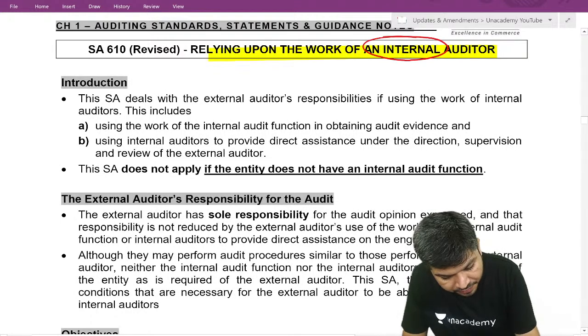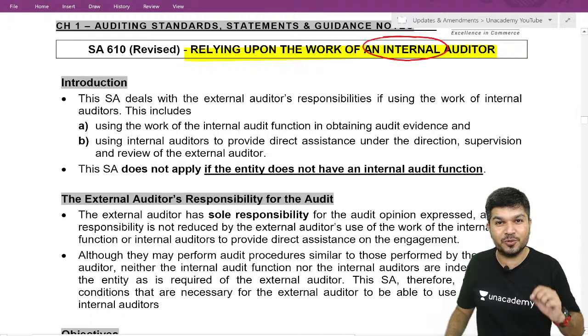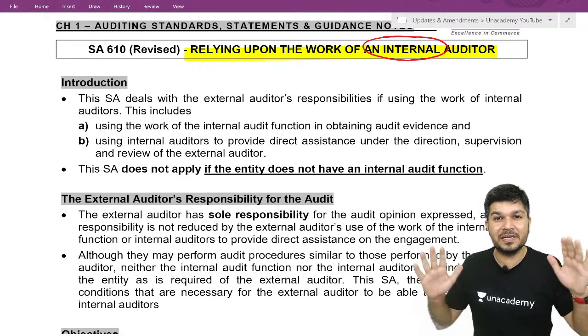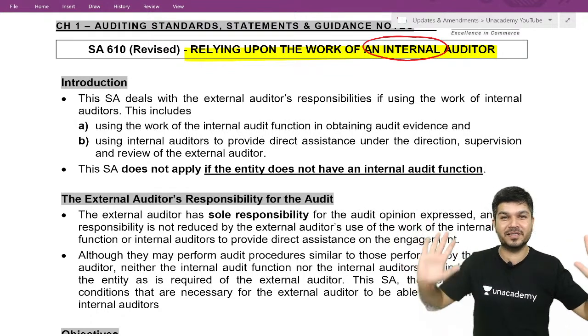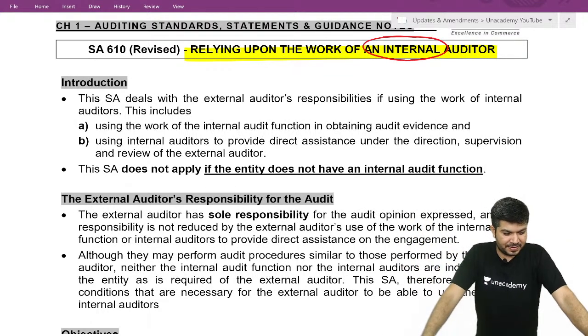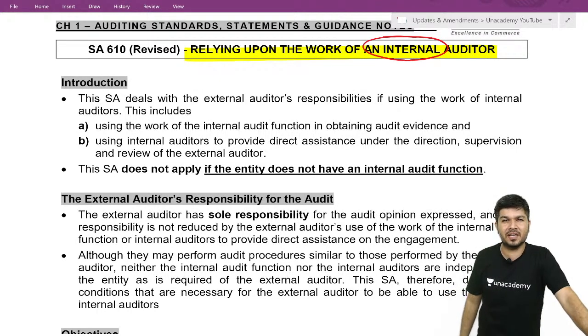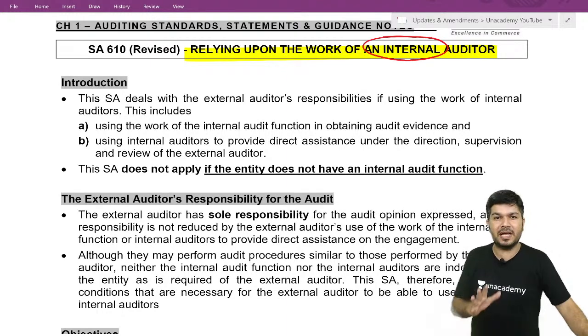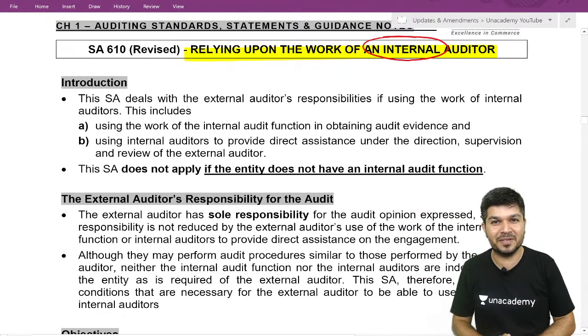Using the work of an internal auditor. Now, I have a question. Can a statutory auditor and internal auditor be the same person? Can a statutory auditor also be the internal auditor of the same company? No, you're not allowed. Section 144 doesn't allow you to become an internal auditor if you're a statutory auditor of that company. Okay, I understand the internal auditor will be someone else.